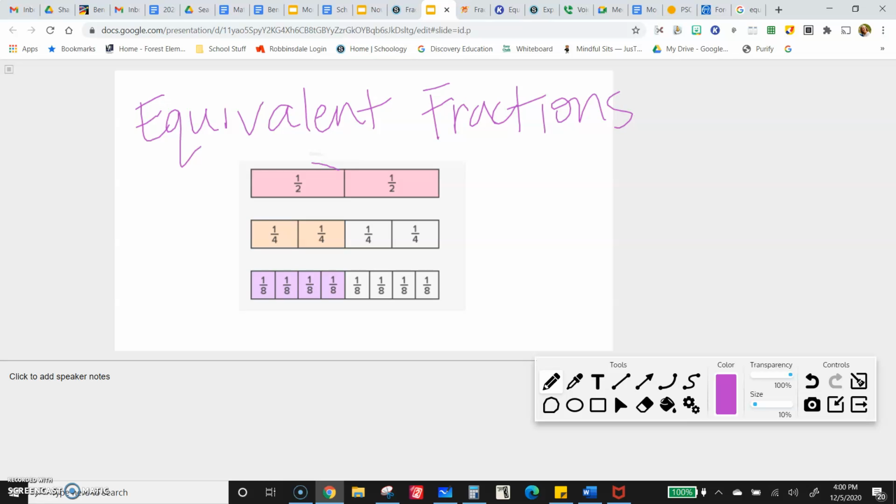So here we have 1/2, and look, what's the same size as 1/2? 2/4. What's the same size as 2/4? 4/8. All ways of saying the same amount of stuff. If I said, do you want 1/2 of a candy bar, 2/4 of a candy bar, or 4/8 of a candy bar? Well, they're all the same size, so it wouldn't matter. They're all equal.